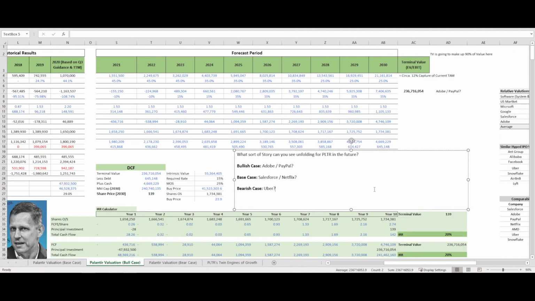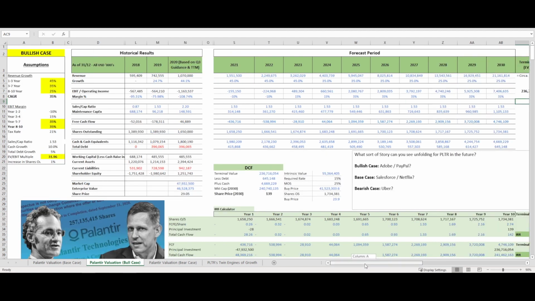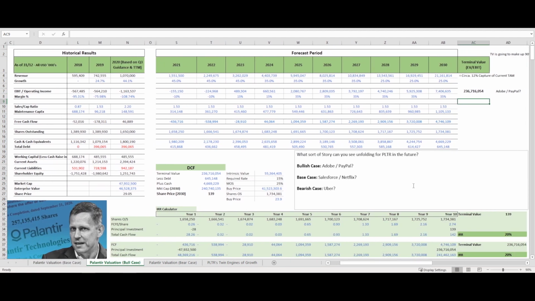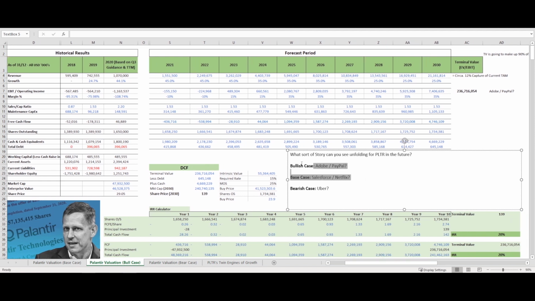Okay, so in summary, if we look at the three cases and we think about what's more likely to happen, it's really boiling down to what sort of story can you see unfolding for Palantir in the future. And if we use a relative or comparable method, let's have a think about what we see playing out. So in the bullish case, can you see them reaching the heights of an Adobe or PayPal in 2030? If so, then the bullish case might seem more reasonable. Base case, like a Salesforce or Netflix type valuation or market cap, can you see that sort of story playing out?